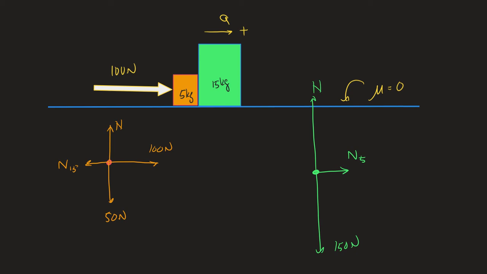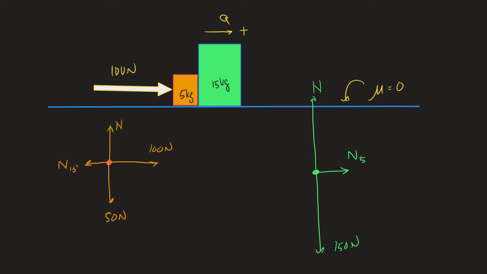The 100 Newtons that's over here acts only on this box. It doesn't act on the other box. So drawing it the other way is a problem. So you can only go through your list of steps as you've identified them. If the 100 newtons isn't touching the 15 kilogram box, it doesn't apply to it.